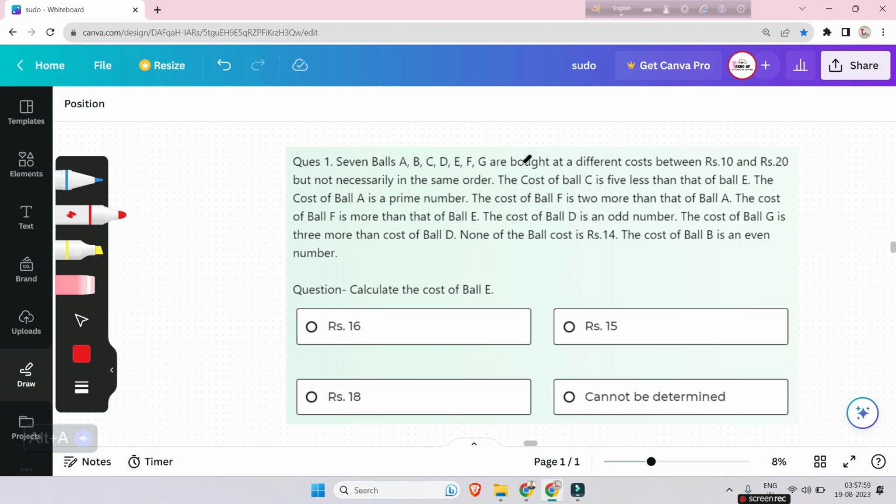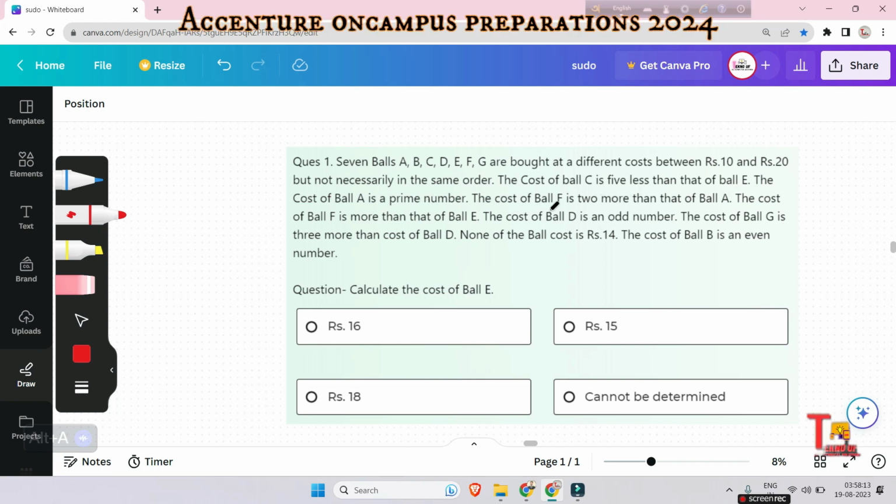Just read the question. There are 7 balls A, B, C, D, E, F, G bought at different costs between Rs 10 and 20, but not necessarily in the same order. The cost of ball C is 5 less than that of ball E. The cost of ball A is a prime number and the cost of ball F is 2 more than that of ball A. The cost of ball F is more than that of ball E. The cost of ball D is an odd number. The cost of ball G is 3 more than the cost of ball D. None of the balls costs Rs 14 and the cost of ball B is an even number, right?